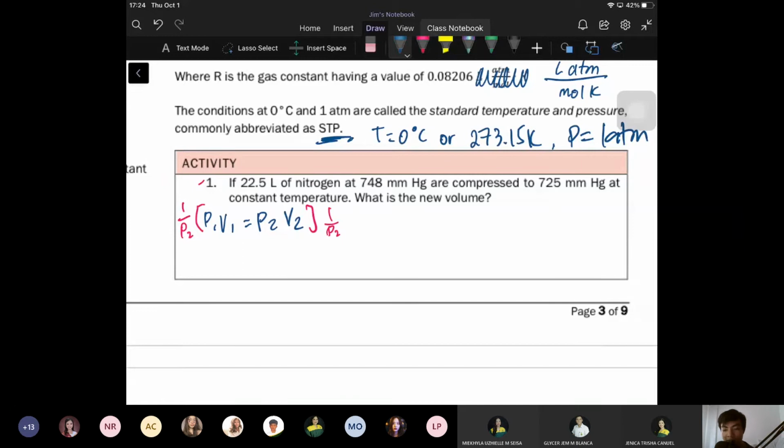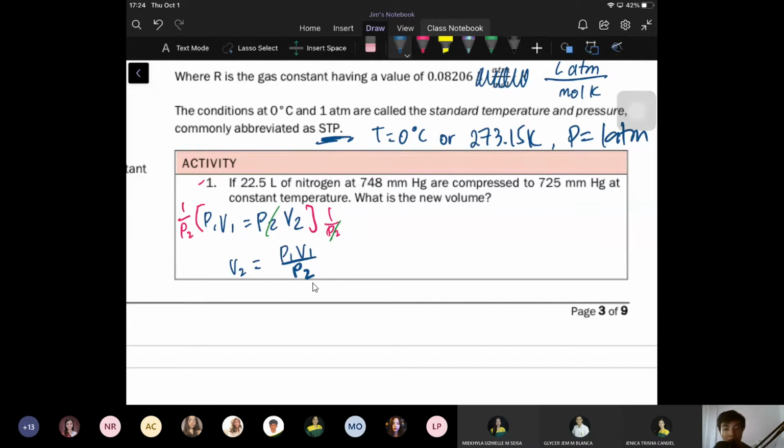Dito lang pwede yung cancel culture. No? So cancelled. P1, B1, P2. And so na-cancel na yung P2. No? Cancel. So we can now solve exclusively for volume 2. Okay, so this will be our working equation.